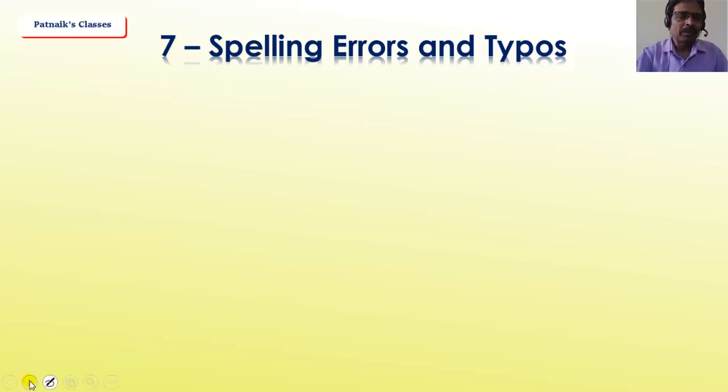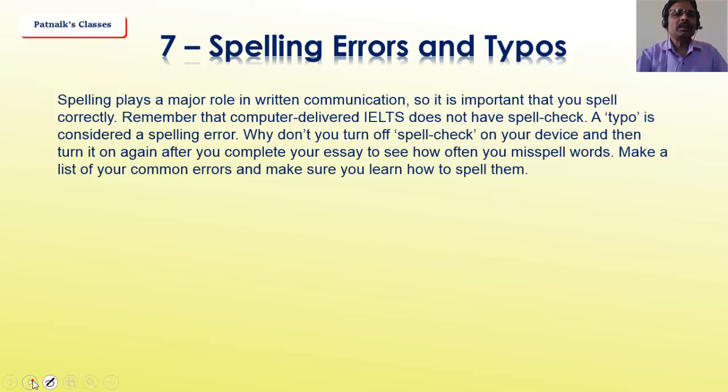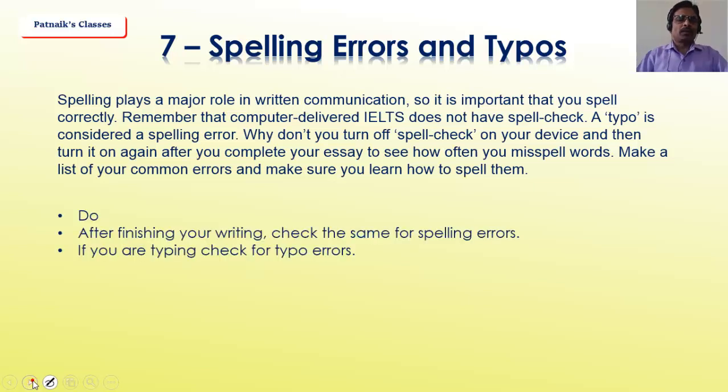And then spelling plays a major role in written communication, right? So it is important that you spell correctly. Remember that computer delivered IELTS doesn't have spell check. A typo is considered a spelling error, right? So you have to remove all misspelled words. That is possible if you get time to cross check your write-up. After finishing your writing, check it for spelling errors. If you are typing, check for typo errors, right? That is the only thing you can do once you finish your writing, if you have got time, right?